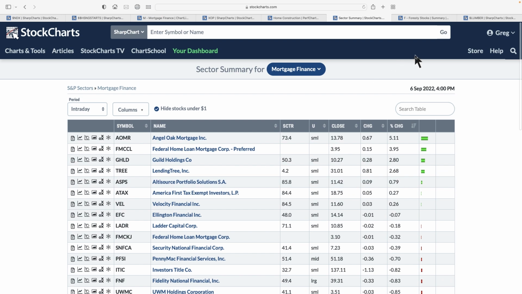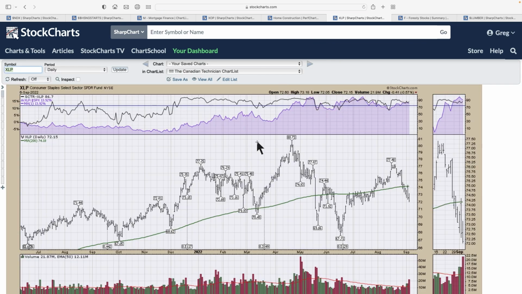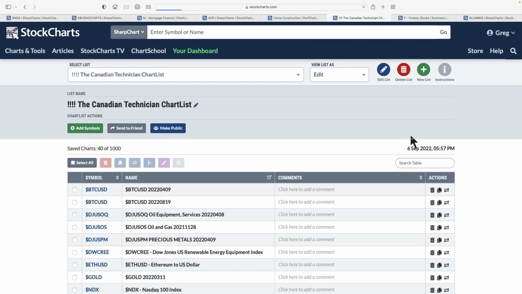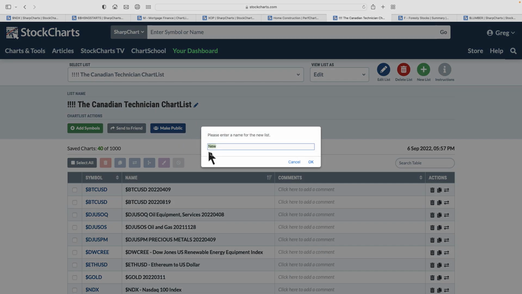The other way to do it is to go in and just pick XLP, and then we can say edit list. And then what we would do is say, I want to create a new list, and I'm going to call it whatever, 6010-mortgage-finance. And so I'm going to make that a list, and I'm going to call it 2 because I've already made one.